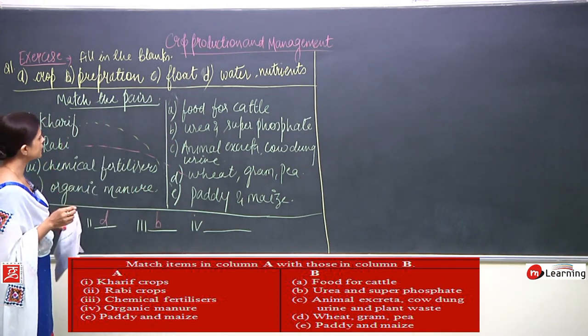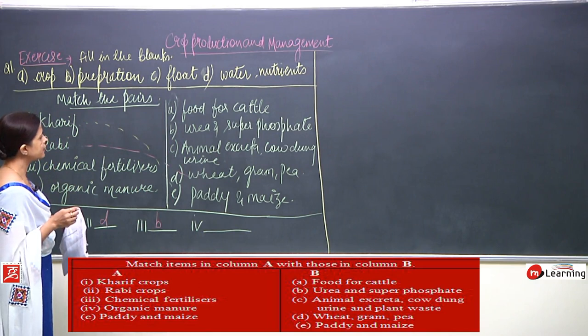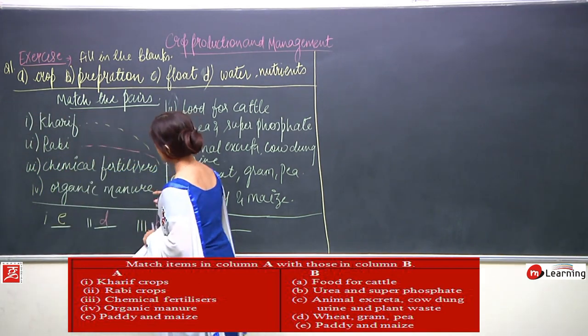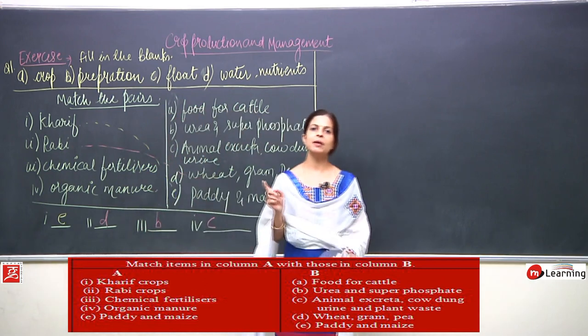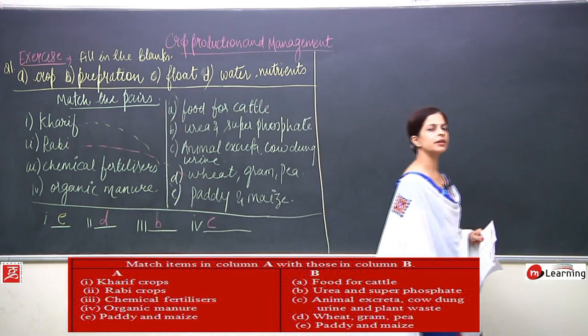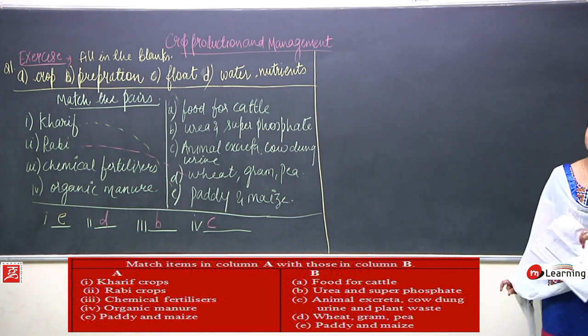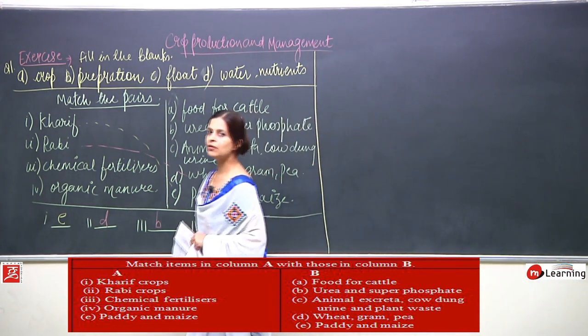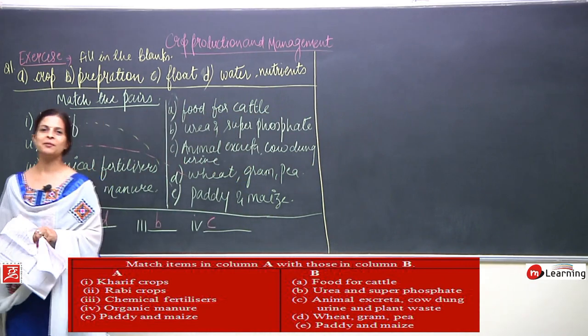Organic, where is it? Animal excreta. Okay, C. One is extra. Don't think that by mistake these people give extra, or I have written extra by mistake. It is being given deliberately so that a little bit of confusion can be created among the students.